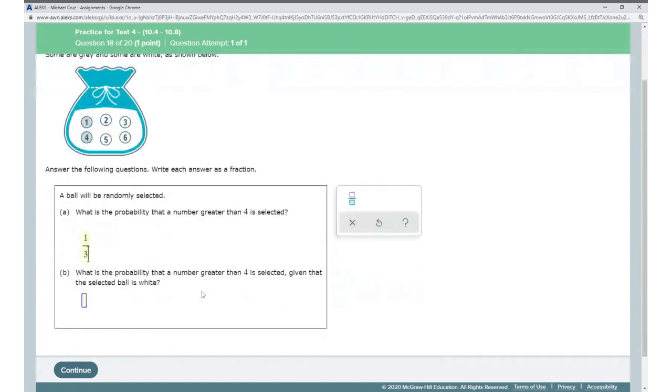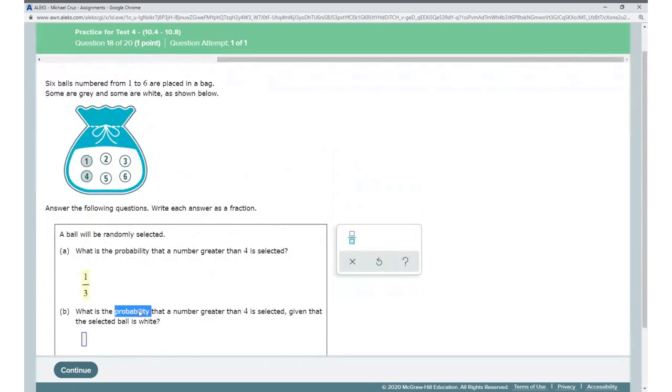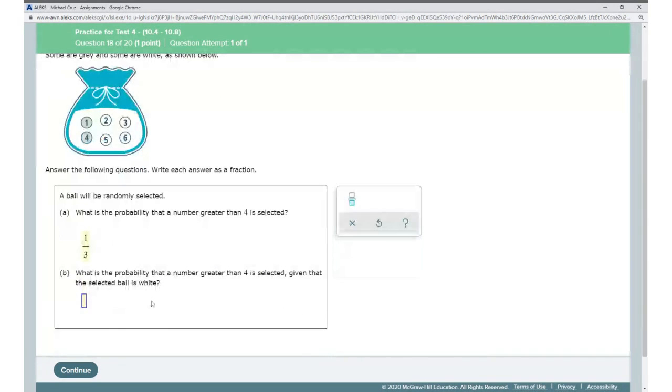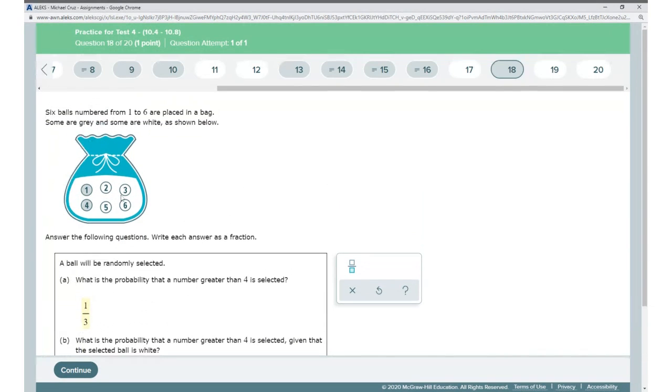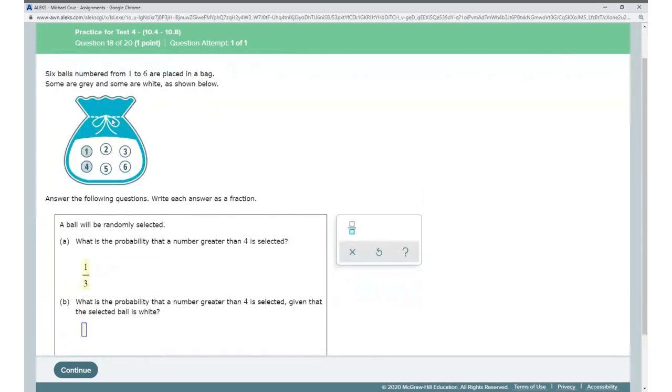All right, so what is the probability that a number greater than 4 is selected? And here's our keyword again: given. This is what we're going to restrict our denominator to. What follows given? Given that a ball is white. So we can ignore these two over here, 1 and 4, and we're only going to look at the white ones. That's what given is saying: only look at the white ones. Now, out of those 4 white ones, how many are greater than 4?